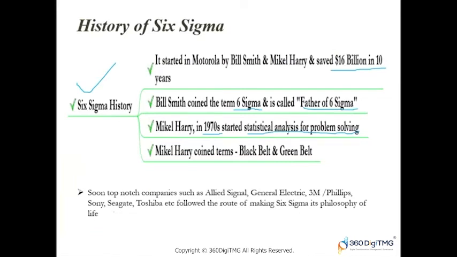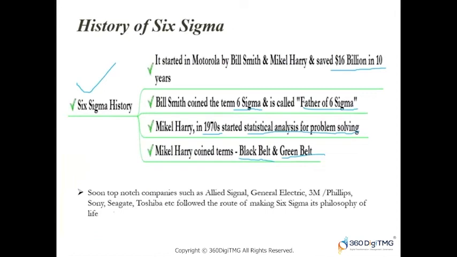And he was the person who coined the words black belt, green belt, and this kind of karate, kung fu, right? Belts, basically. Under the leadership of Bob Galvin, who was the chairman of Motorola in 1987, Six Sigma was started as a methodology in Motorola. That was the good part, right? And the ultimate result was this company saved $16 billion in 10 years.